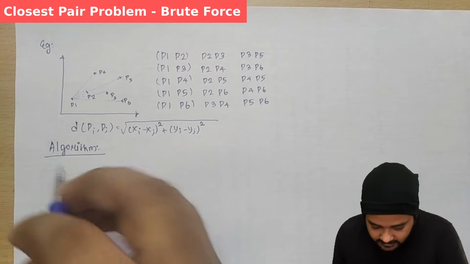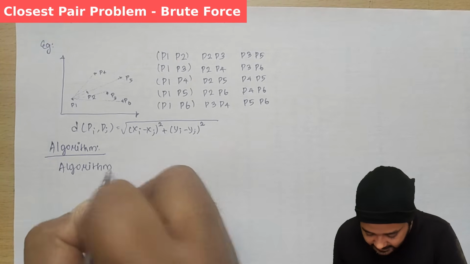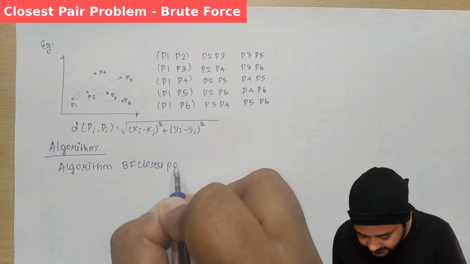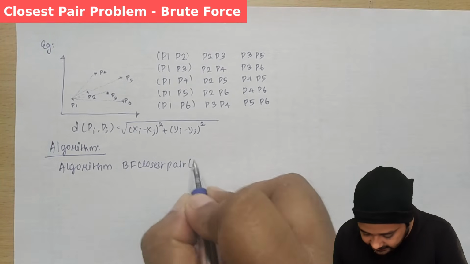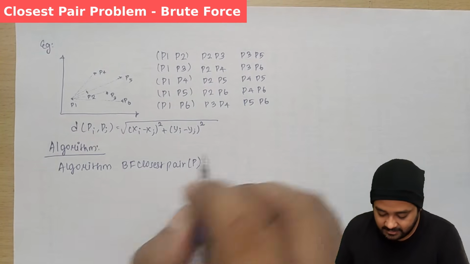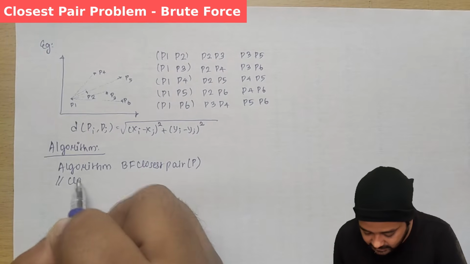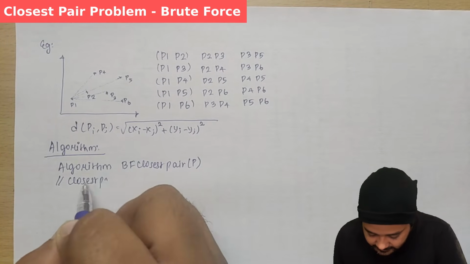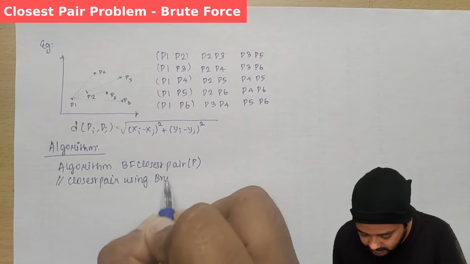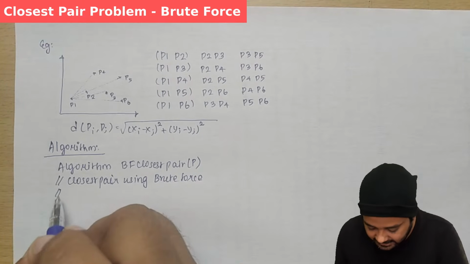So algorithm. Your algorithm always begins with the keyword algorithm, right? So this is brute force closest pair. Here we are given the set of points, so we just represent the points. Here we have to mention the description: closest pair using brute force. We are just going to identify the closest pair using brute force.